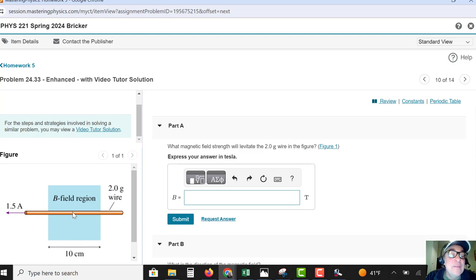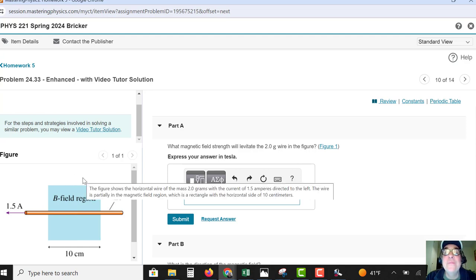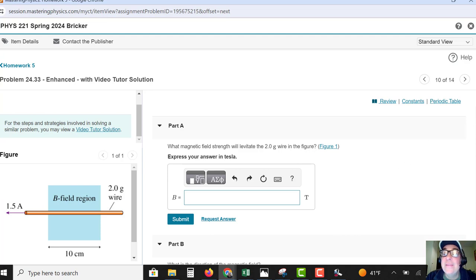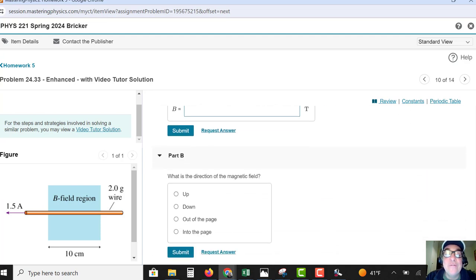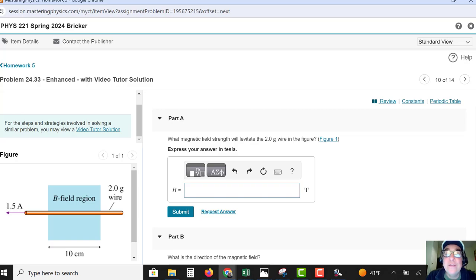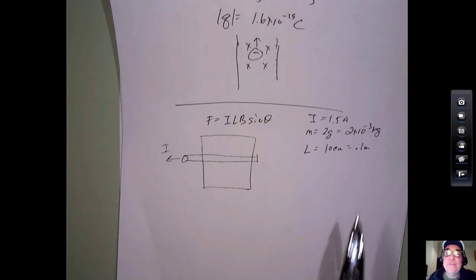So gravity's pulling straight down. You can actually have a magnetic force that's up, and that would balance the weight. So that's what they're asking here. And then part B is, what is the direction of the magnetic field? Okay, let's take a look at it. Okay, so here's the scenario.